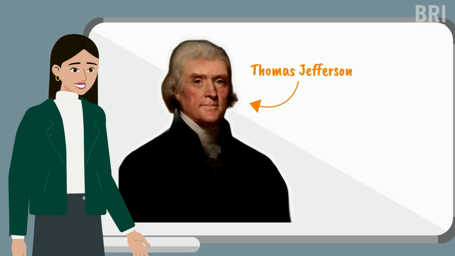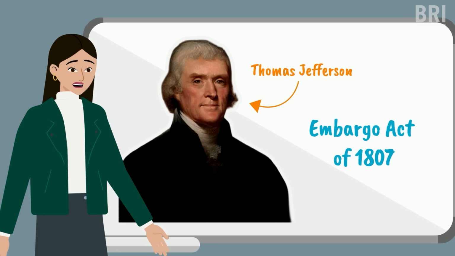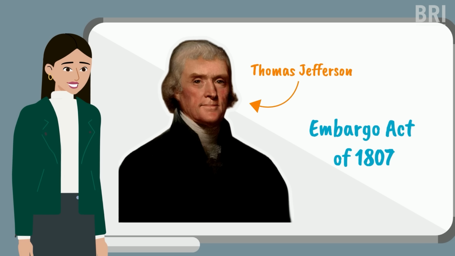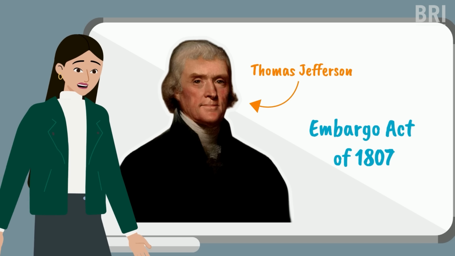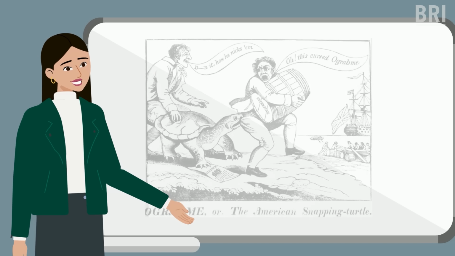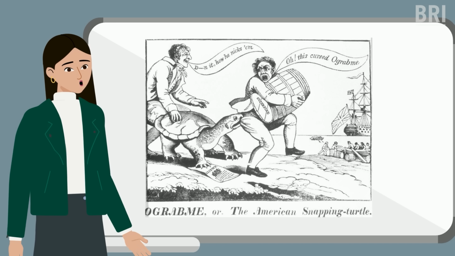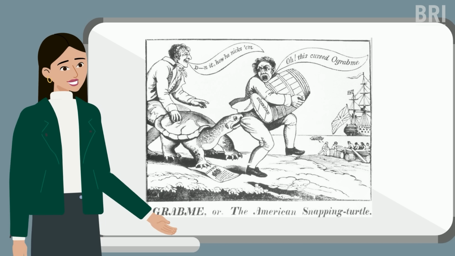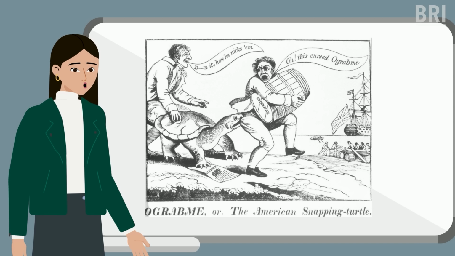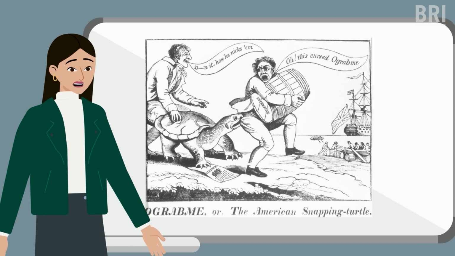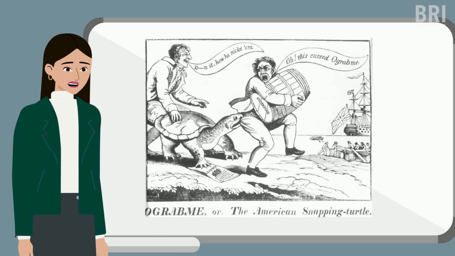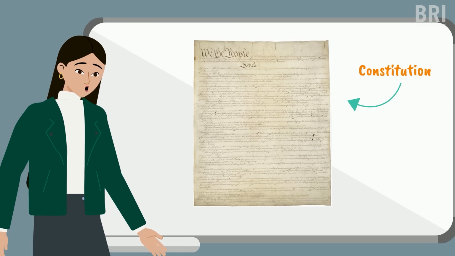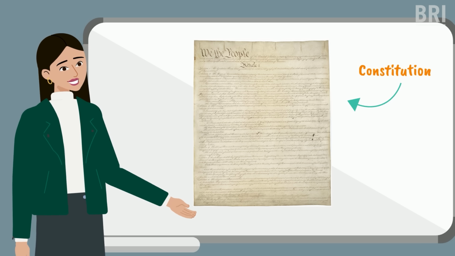The cartoonist is criticizing Jefferson's Embargo Act of 1807, which was deeply unpopular, especially in New England. But that isn't immediately clear by just looking at the cartoon. We have to understand more about the context, or the world around the cartoon, to understand what it's trying to say and what it can tell us about how the Constitution was influencing decisions in the early Republic.